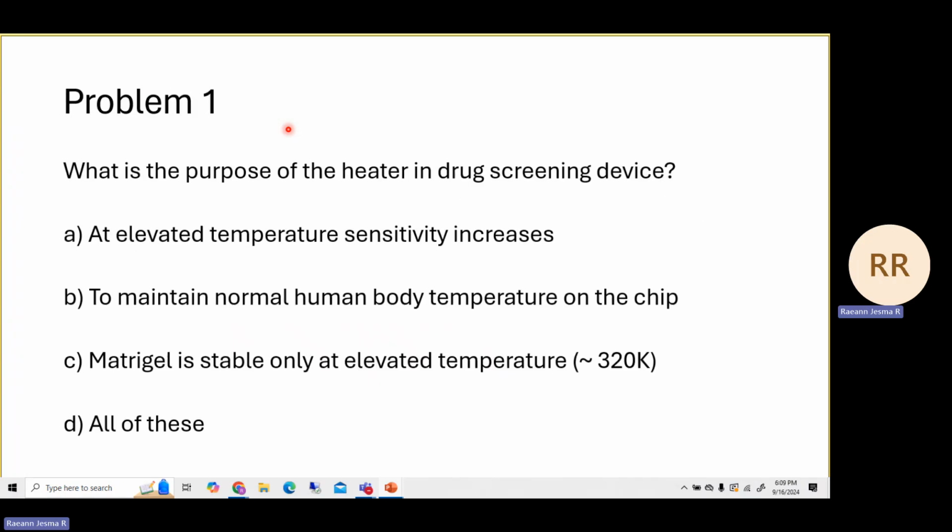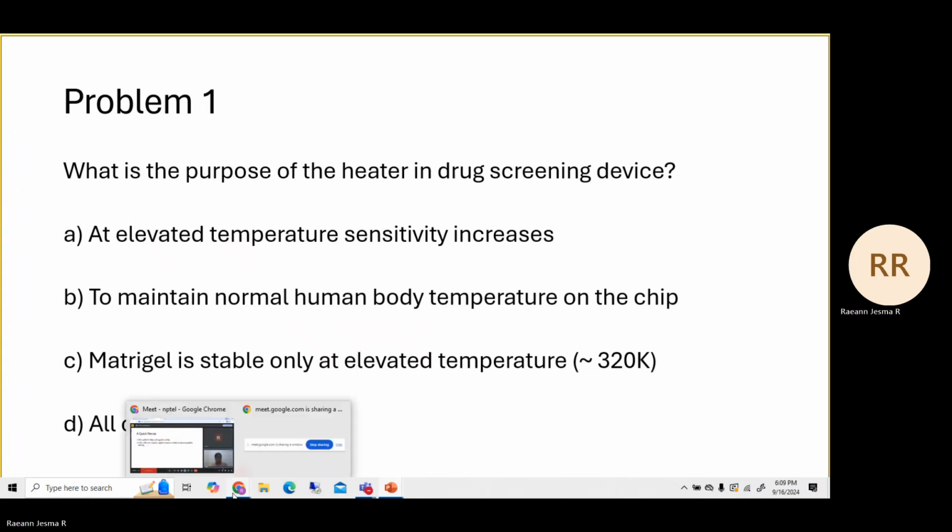In problem 1, the question is what is the purpose of the heater in drug screening device? Option A, at elevated temperature, sensitivity increases. Option B, to maintain normal human body temperature on the chip. Option C, Matrigel is stable only at elevated temperatures, that is 320 Kelvin. Option D, all of these. So which one is the correct answer?